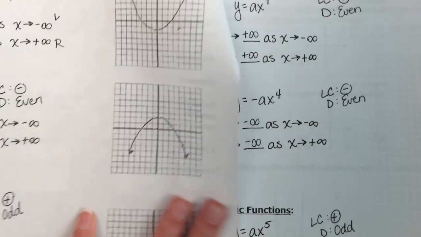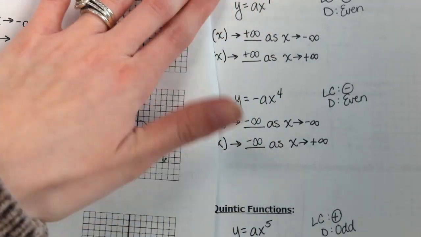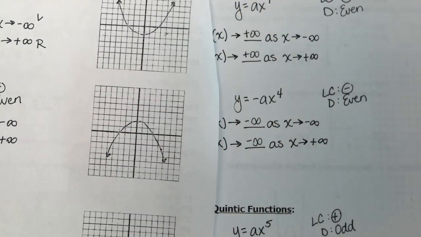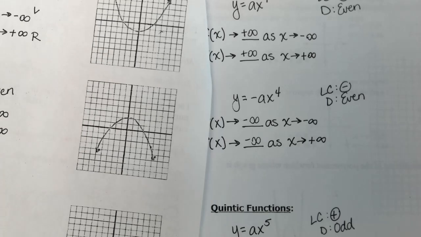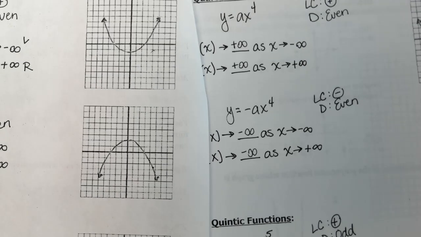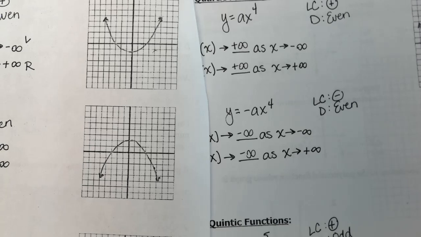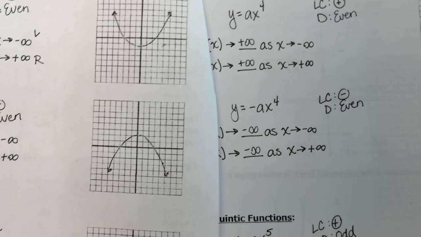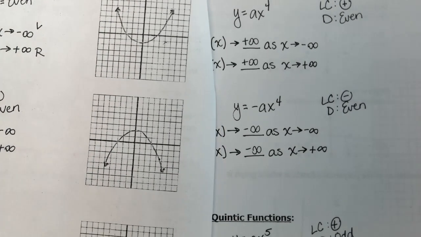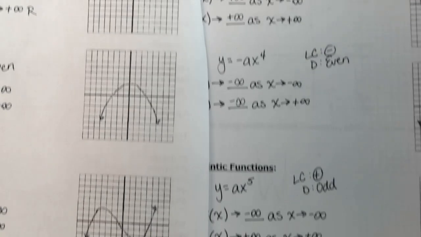What do you notice about, so I kind of said it just a second ago, your leading coefficient and those end behaviors with just quadratic and quartic? It's the same sign. Your leading coefficient is telling you where it's going. Okay? Now what happens with odd?